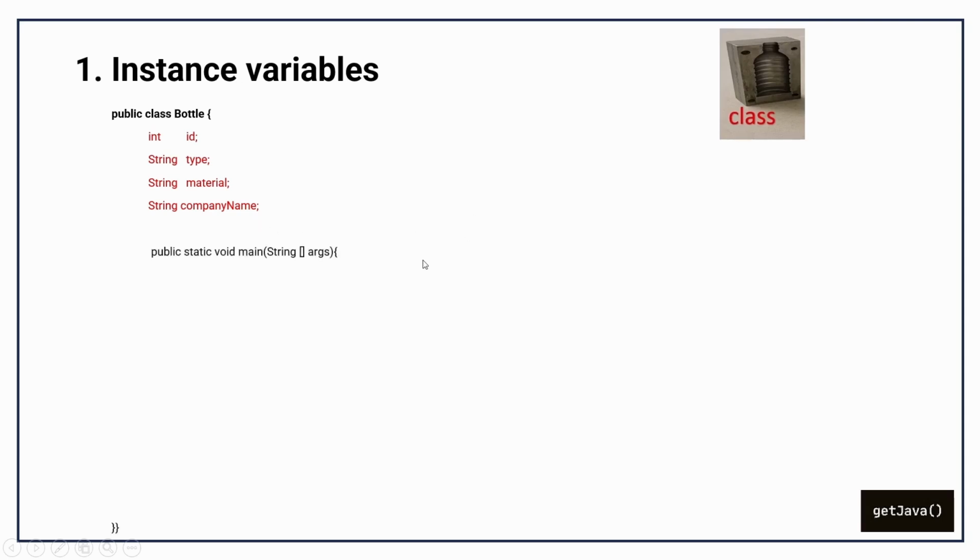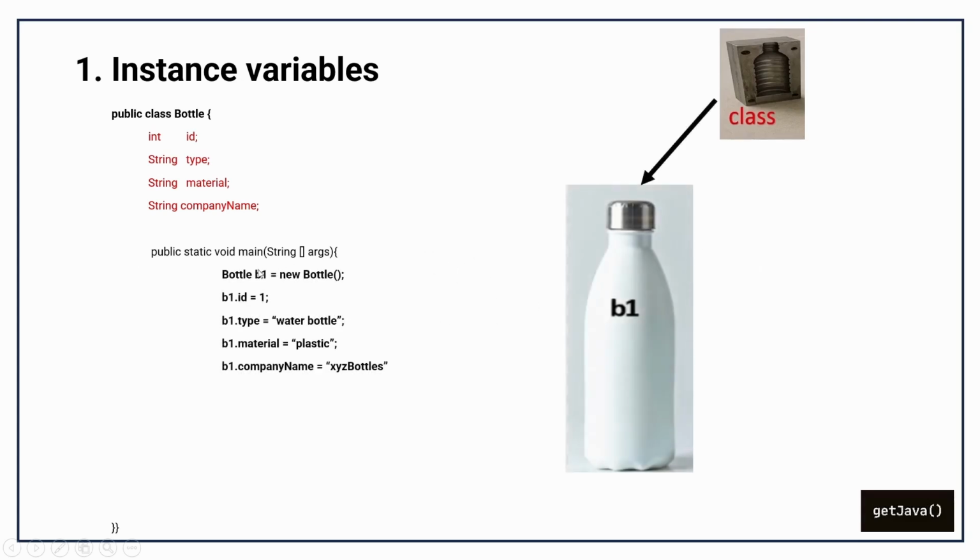If we see further, we have a main method here, and inside this main method we are creating one object using this bottle class. So we have created one object for this bottle class and the object name is b1. So using this class we have created this b1 instance or b1 object, and using this variable name for this object b1 we are assigning the values to this variable. So b1.id equal to 1, b1.type equal to water bottle, b1.material equal to plastic, and b1.company name is XYZ bottles. So this is the name of the company.